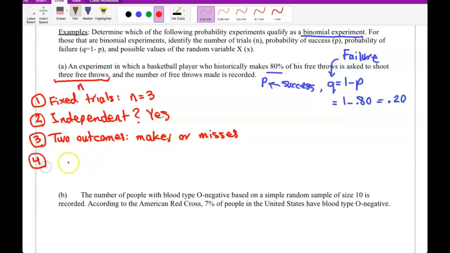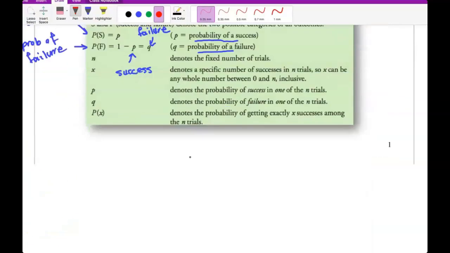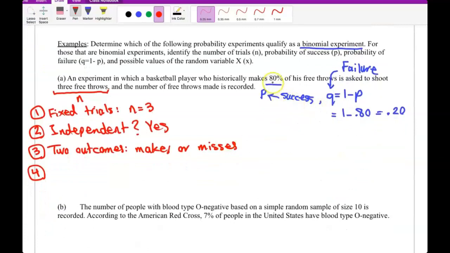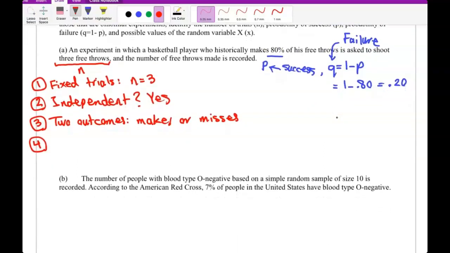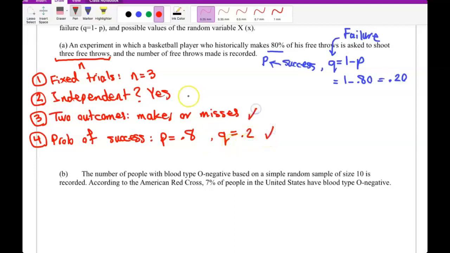Then step 4. The probability of success remains the same in all trials. Probability of success was based on what was given, 80%, and for failure we got 20%. So probability of success is P equal to 80%, and based on that, probability of failure is 20%. So we passed all these, and that means this is binomial.